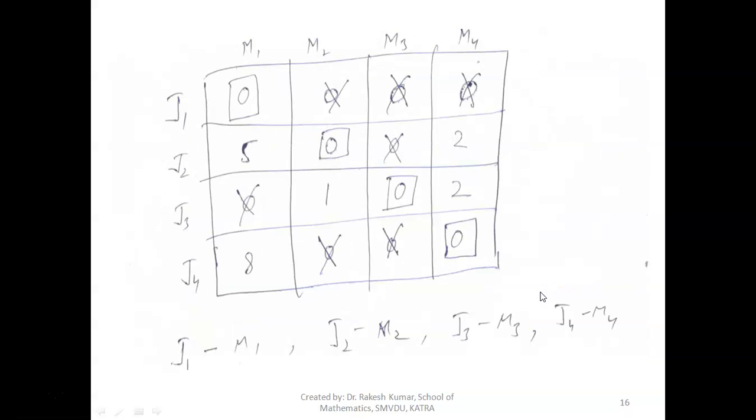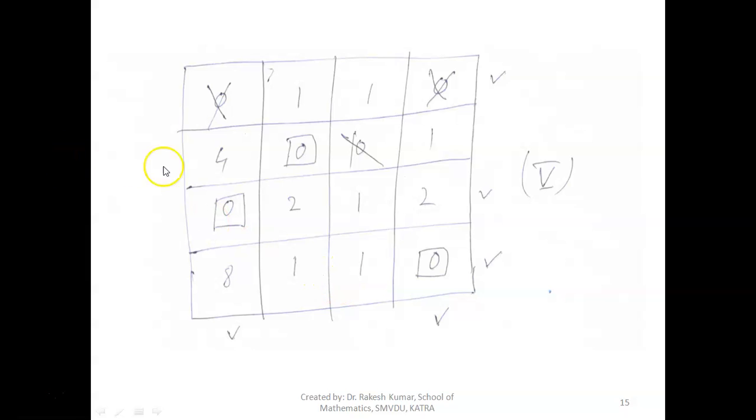So see here, unmarked row, this only one, and then marked columns. One line will be like this, one line will be through this, and one line through this, and one line through this. So there will be three lines, yes, covering all the zeros.